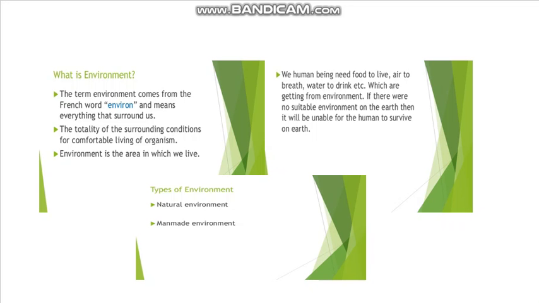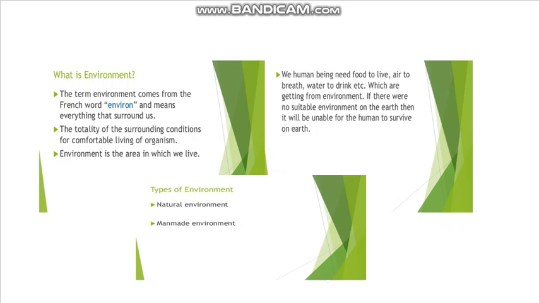In other words, we can say that environment is the area in which we live. We know human beings need food to live. Without food we cannot survive. We need air to breathe, because in air different gases are present, including oxygen, and without oxygen we cannot breathe. For breathing, oxygen is compulsory.